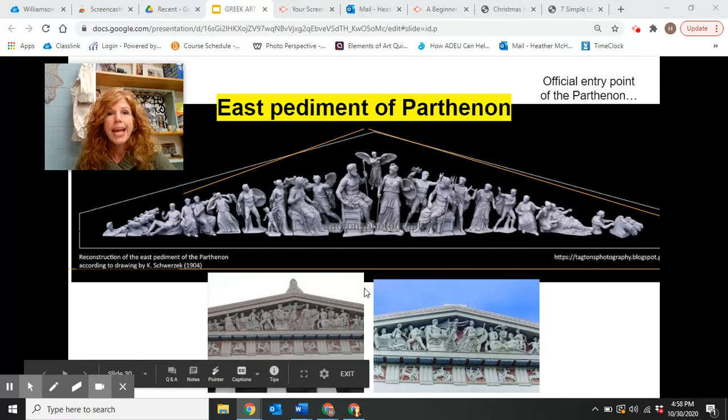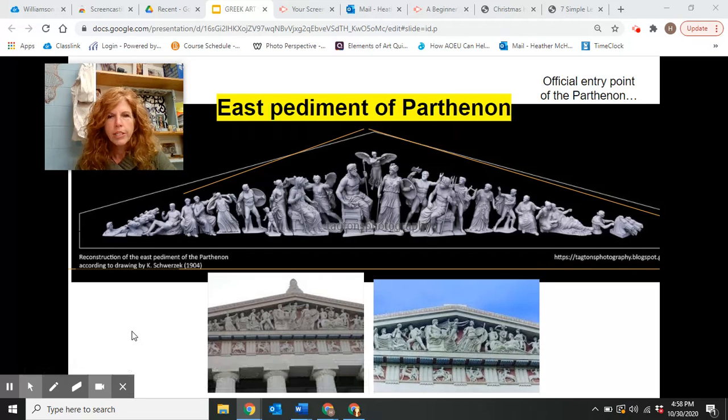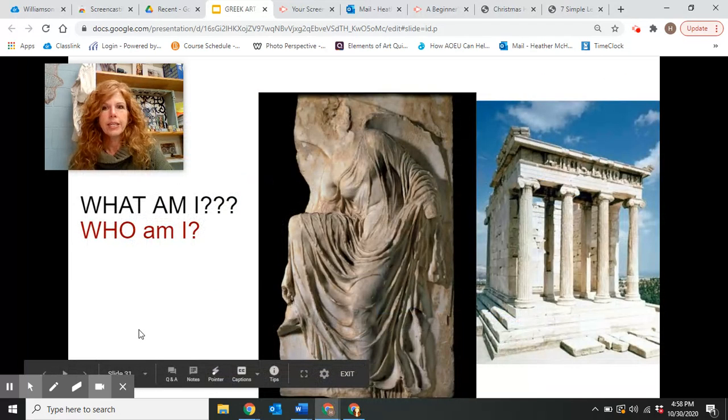This is where one would enter the Parthenon. And this is the birth of Athena. Athena was actually born out of the head of Zeus. And the pediment sculpture that sat up in the top told the story of the birth of Athena. It was amazing in classical times.